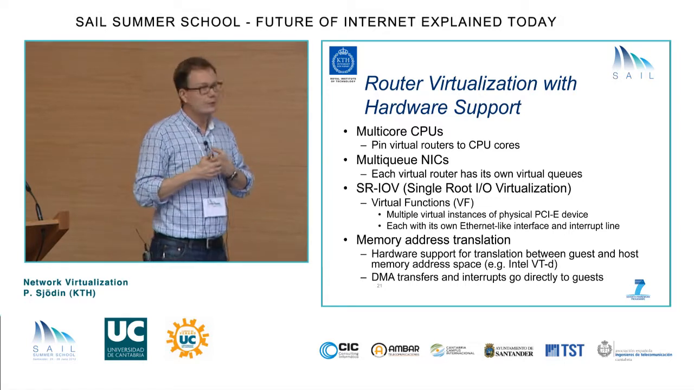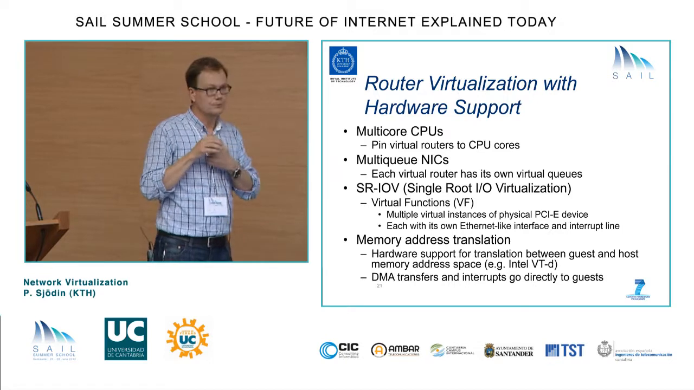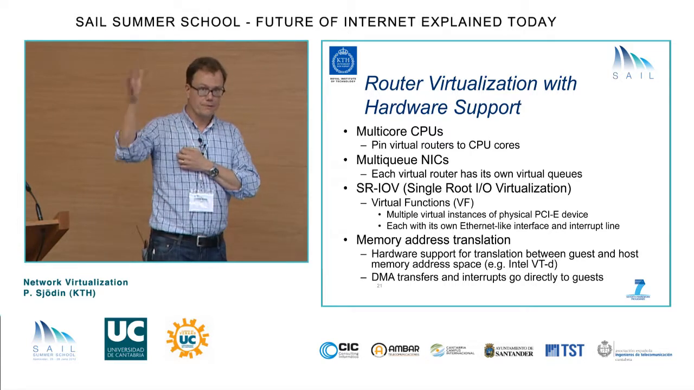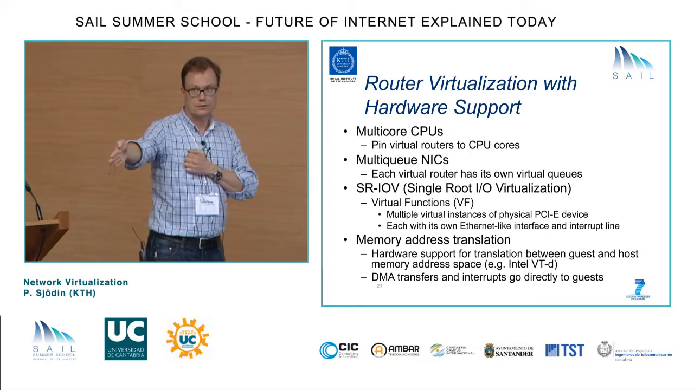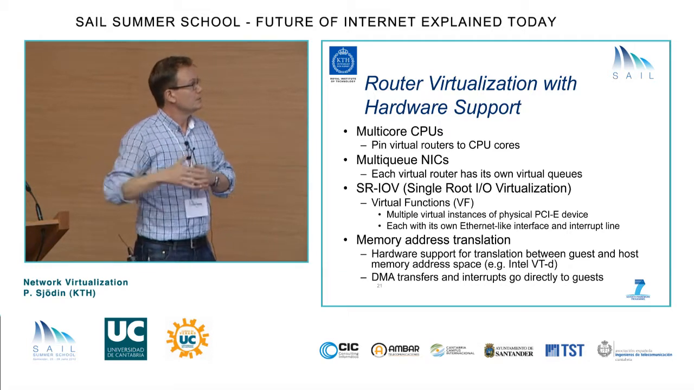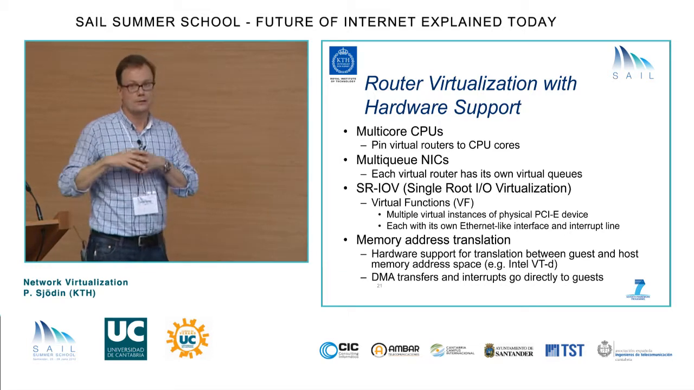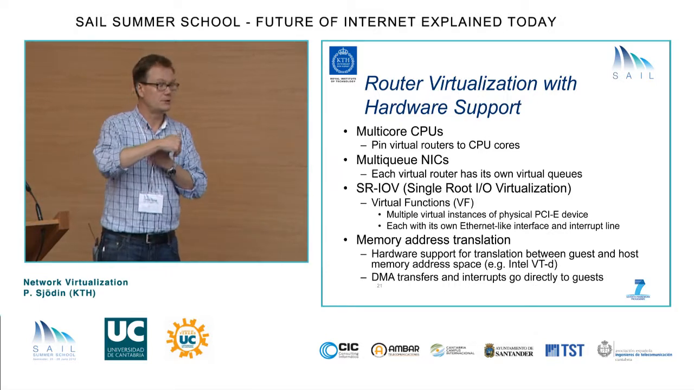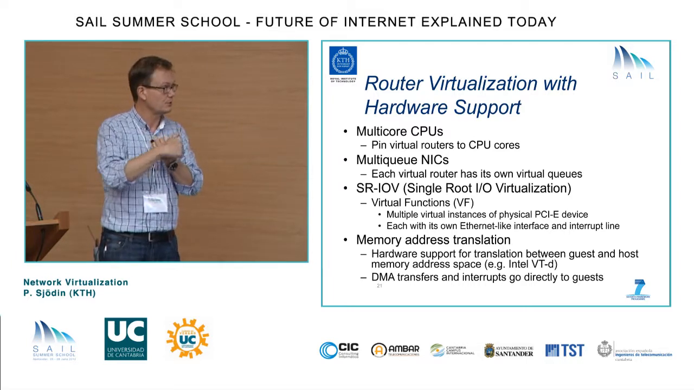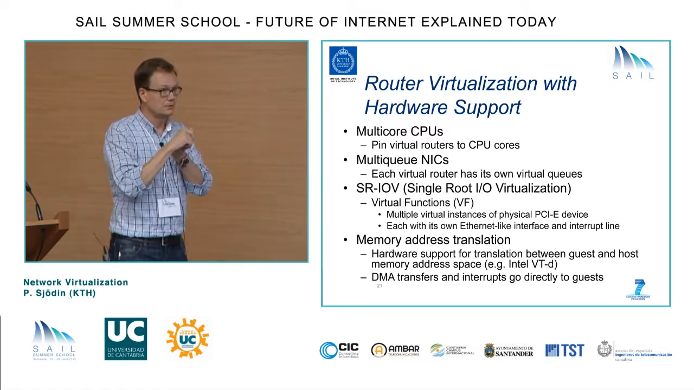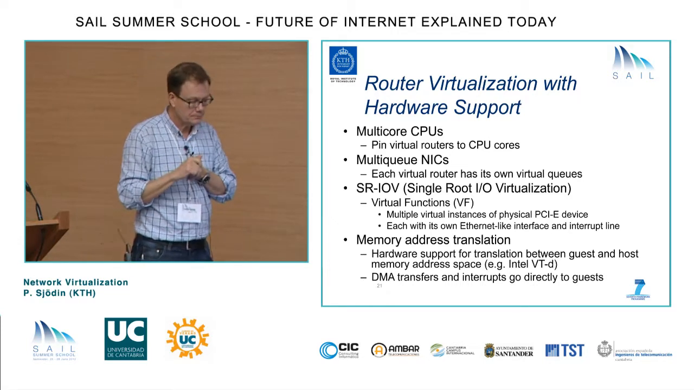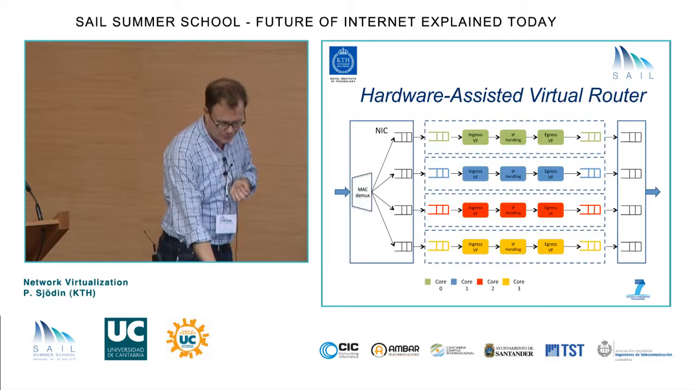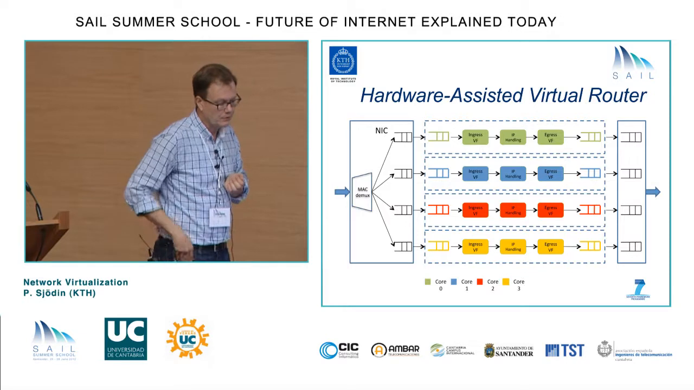So what we really would like to achieve is to have the memory management hardware on the network interface card throw the packet straight into the buffer memory of the guest. So we need some hardware support for translating between guest and host memory address spaces, and we need to be able to associate DMA transfers, memory transfers, and interrupts directly to our guests. And luckily, all of this functionality is available on advanced and modern network interface cards.